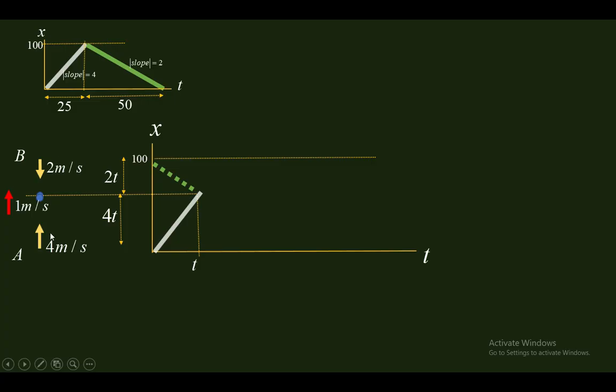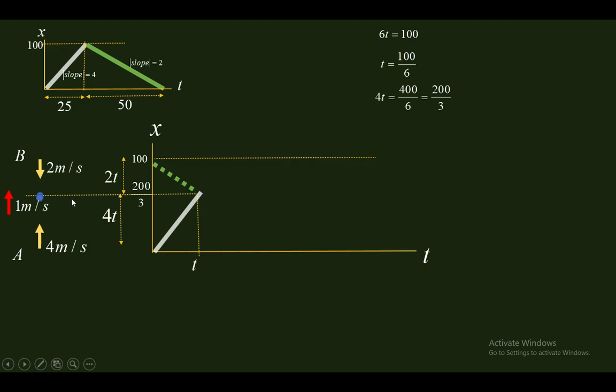Since the total distance is given as 100, we have the first relation: 4t plus 2t, that is 6t, equals 100. So from here we get the value of t, that is 50 by 3. Suppose we have x equal to 0 at A and x equal to 100 at B. So 4t is the x coordinate of this meeting point, that is 200 by 3. So in the graph it will be here, 200 by 3.